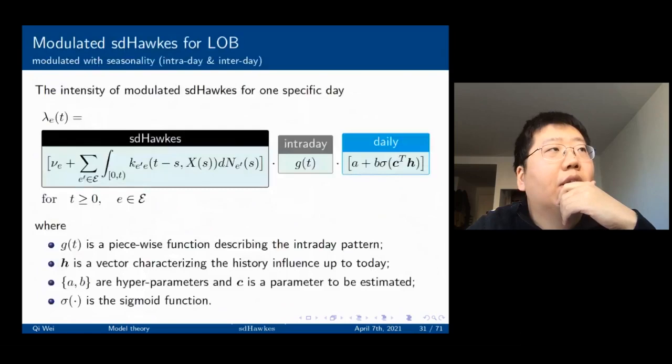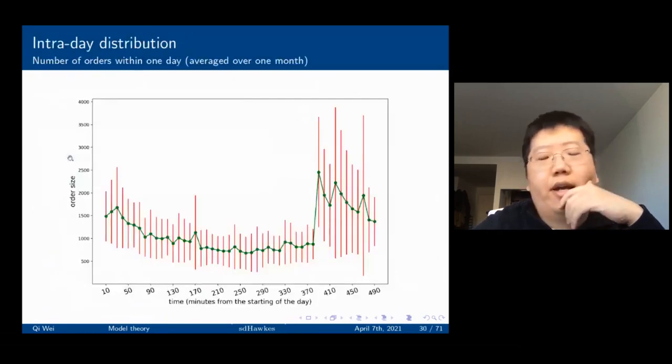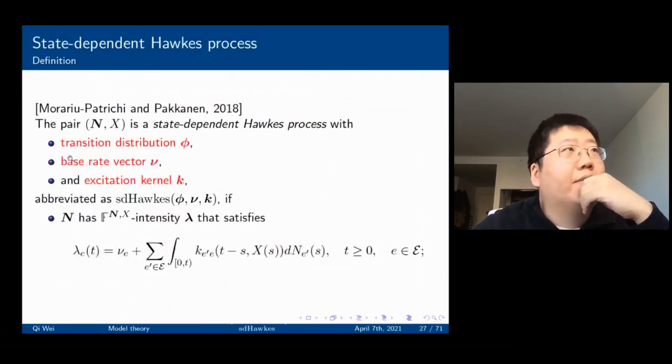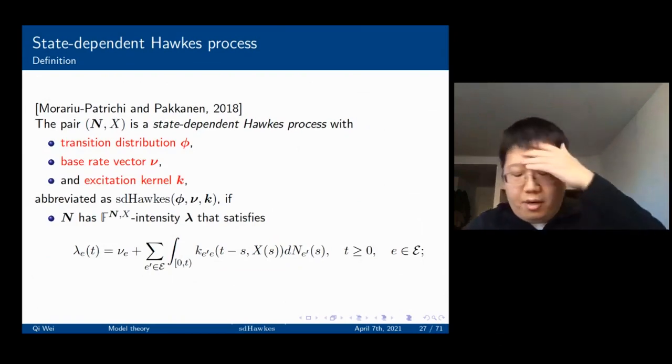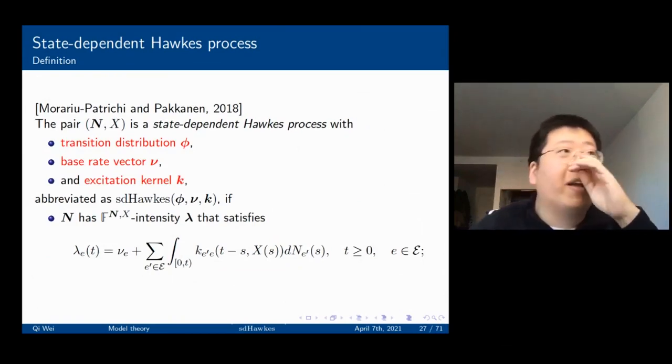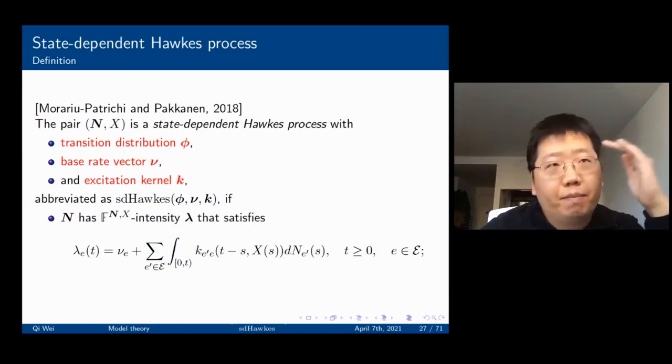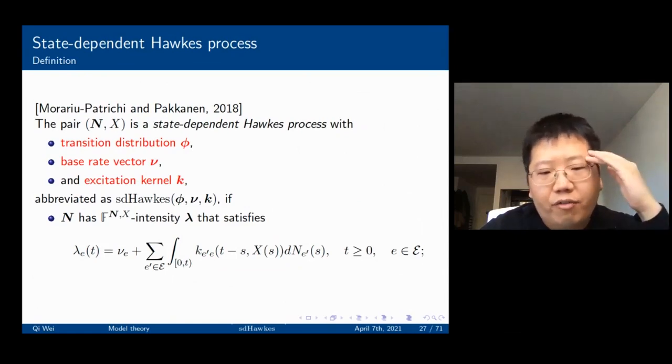So the baseline intensity, I assume. Oh, this one? Okay. Yeah, good question. I think this part is an estimation part. I can tell you all the parameters. The answer is all the parameters are learned from the data.